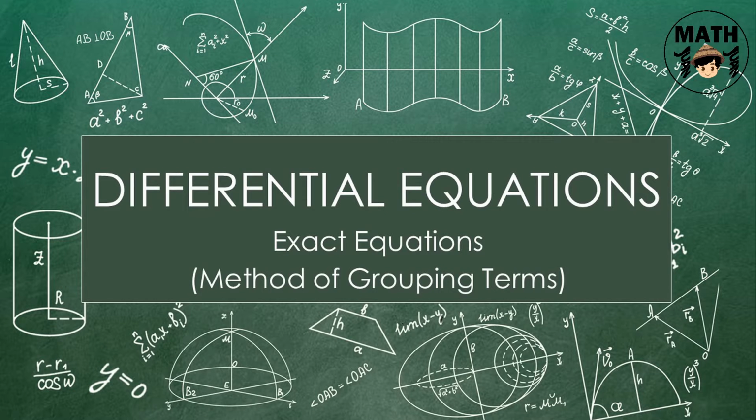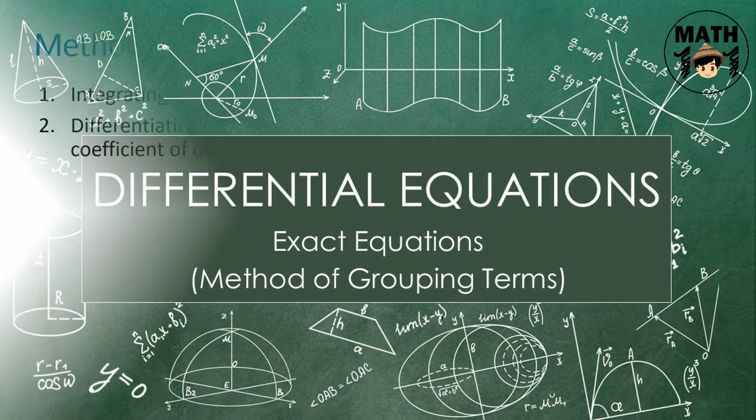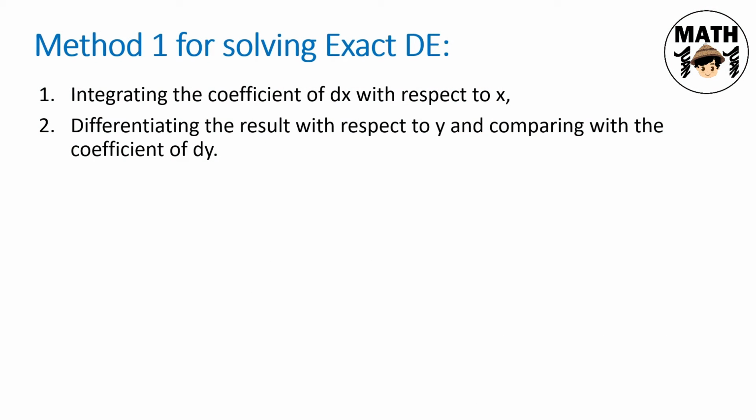Hi! Today we'll discuss the method of grouping terms and the shortcut for solving exact differential equations. The first method that we've discussed previously has the essence of first integrating the coefficient of dx with respect to x, then differentiating the result with respect to y, and then comparing with the coefficient of dy. This method can be recast into the method of grouping terms, which is a simpler and easier method.